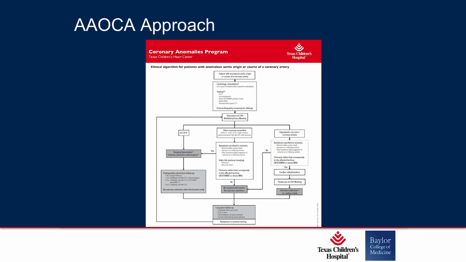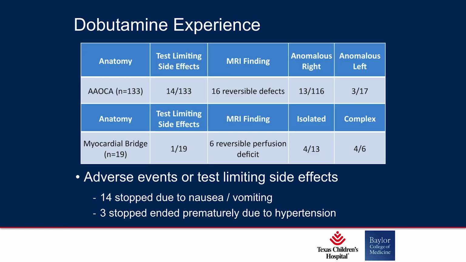This is just a very quick look at our stress MRI as part of our usual protocol for patients of our anomalous coronary group, both pre and then as well as if they do have an intervention, post-testing. And so we've done, in the anomalous coronary group, 133 patients. We've had limiting side effects in 14 of those. The vast majority have been nausea or vomiting. We have had 3 patients that we've had to prematurely stop due to hypertension. And you can see in the anomalous right, we've had 13 positives with 116 patients. In the anomalous left, 3 out of 17. I didn't show any cases from that because I know that we have some cases showing some of the MRI images that are going to be shown a little bit later tomorrow.